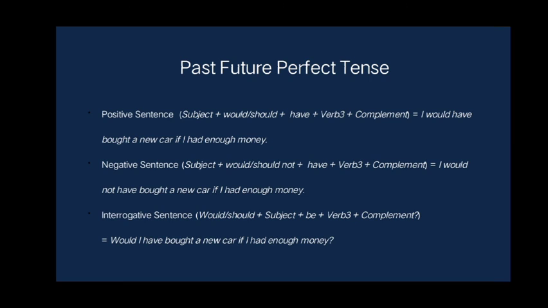Next is past future perfect tense. It is used to denote an action that would have been performed in the past but was not carried out, or a failed plan. This tense emphasizes result. For example, I would have bought a new car if I had enough money. The formula is subject plus would or should plus have plus verb 3 plus complement.